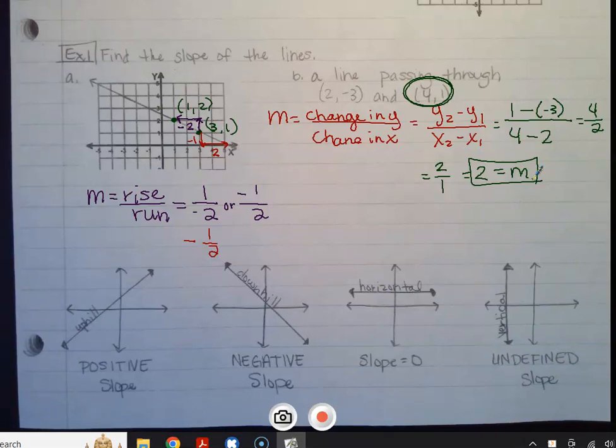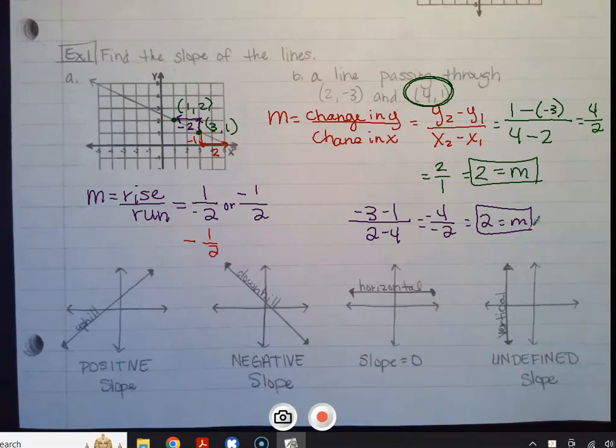mine the other way. -3 minus 1? Yeah. Shouldn't matter. That's what I was saying earlier. As long as you start. So if we do it the other way, -3 minus 1 over 2 minus 4. Negative 3 minus 1 is negative 4. 2 minus 4 is negative 2. Still reduces to 2.